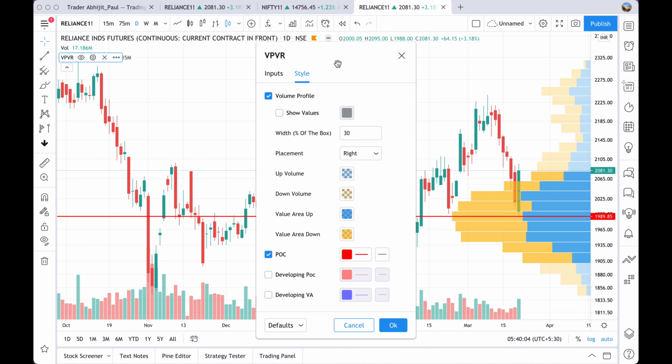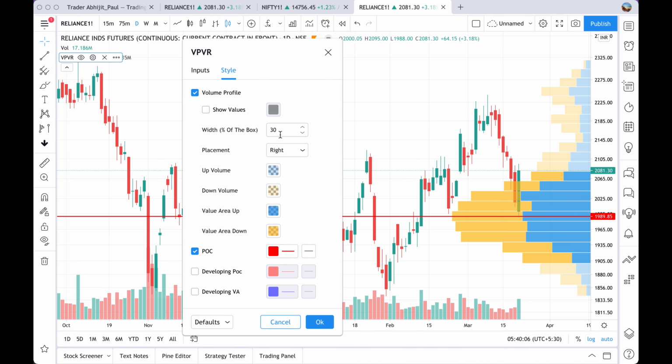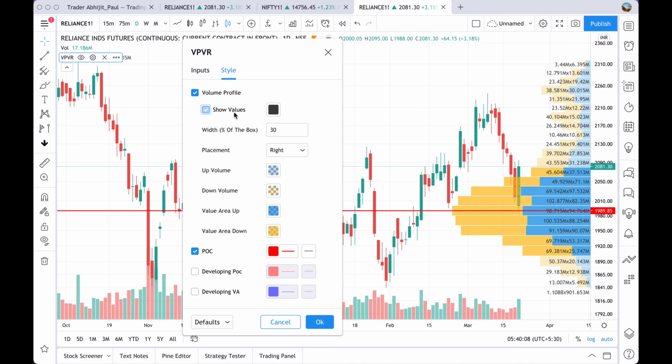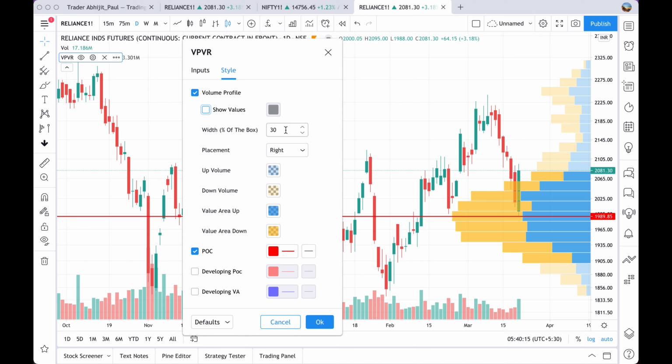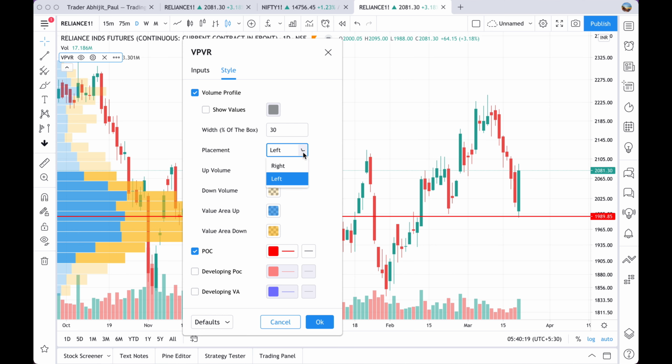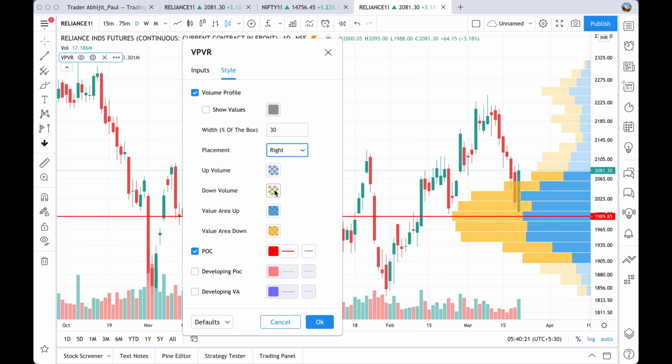If I click on the settings, I can show you some ways in which you can show the volumes, where it's the maximum in terms of million shares, which may or may not be needed. The width of the box you can increase and decrease. The placement you can put on the left, or if you wish you can put it on the right. Up volumes and down volumes are the volumes which have happened hitting the bid or the ask price. And this red line is the point of control, which essentially shows the cluster of the maximum volumes that happened.